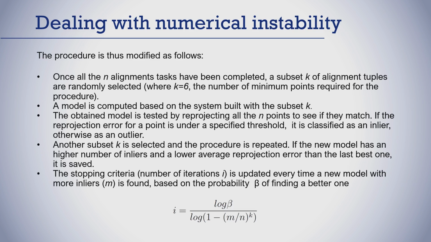Every time you find a model which justifies more inliers, you save that model as the new best model, and you compute the stopping criteria again. The stopping criteria is by number of iterations, but with a probabilistic approach. It is based on the probability of finding a better model than the one you have already found. So for example, if you already have 14 inliers in your model out of 15, it is very unlikely that you will find a better model. So the number of iterations will get reduced as your model improves over time.